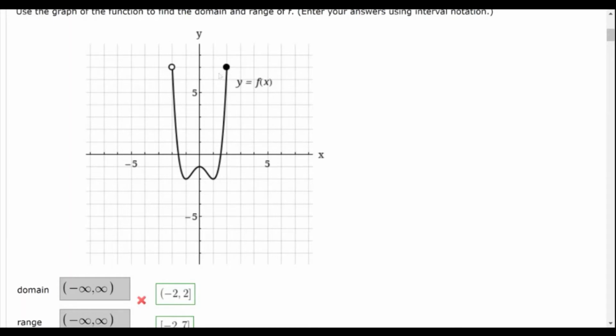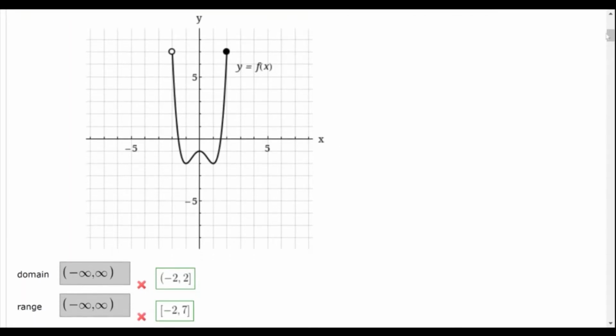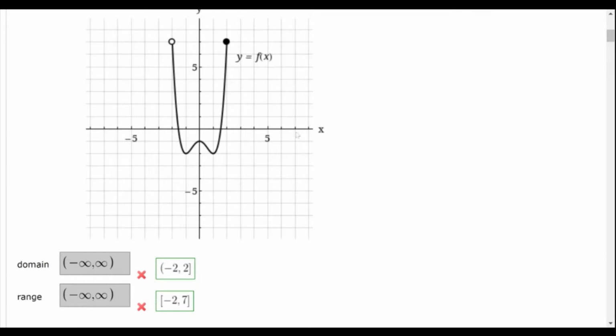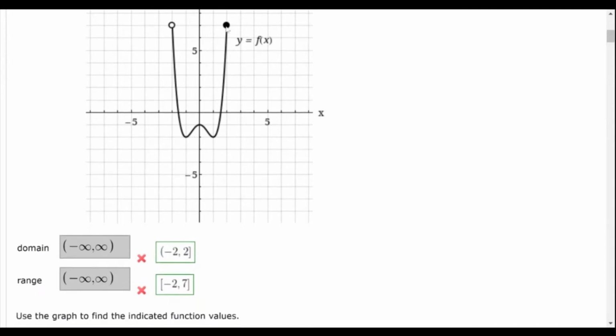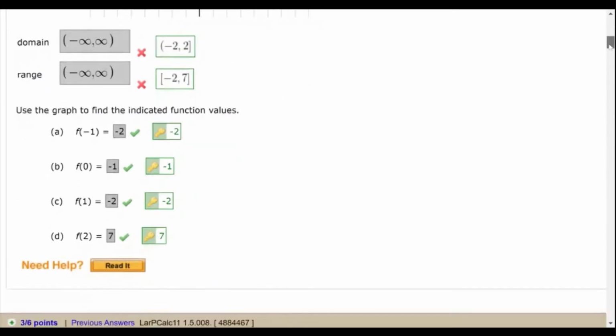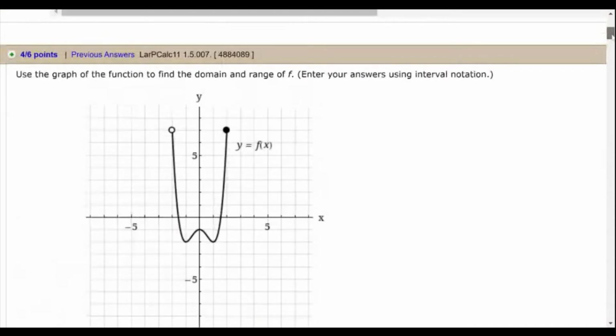All right. And there should be brackets on both because they are included. It does touch the -2 on the y, and it does touch because it's closed, it's not open. So it should be a bracket on both ends of that. Okay. Any questions about that piece, domain and range?